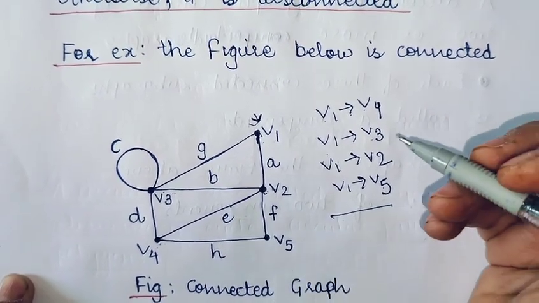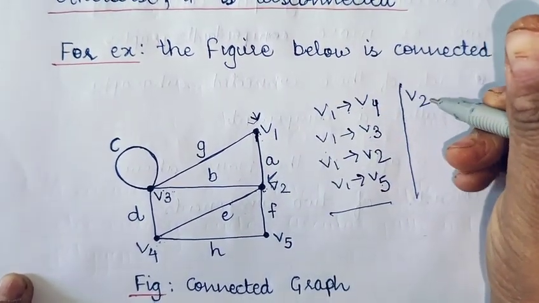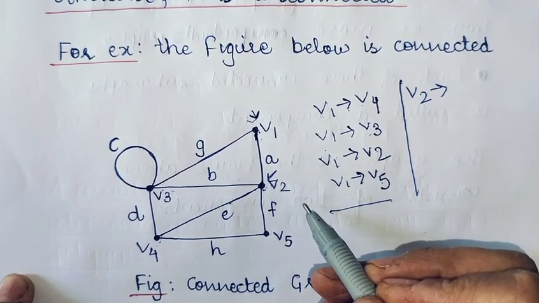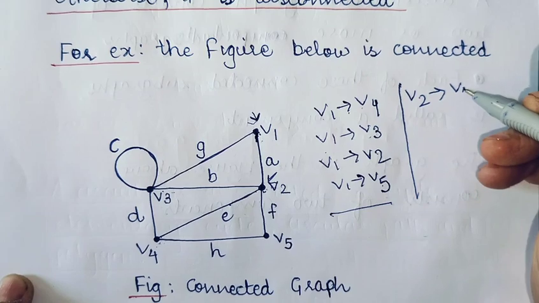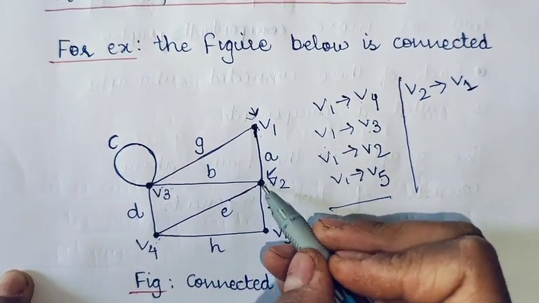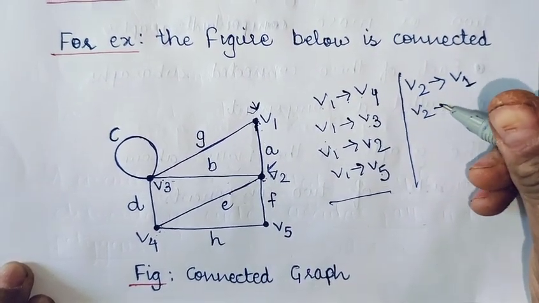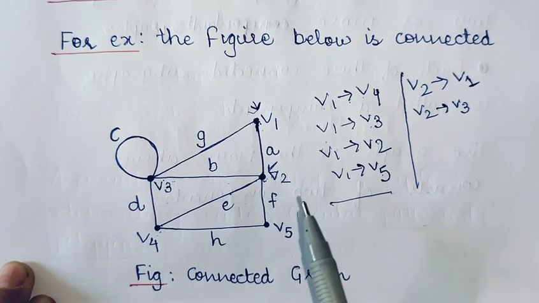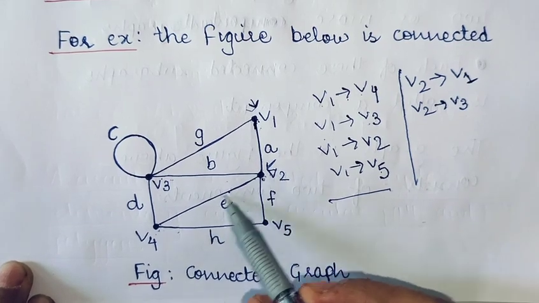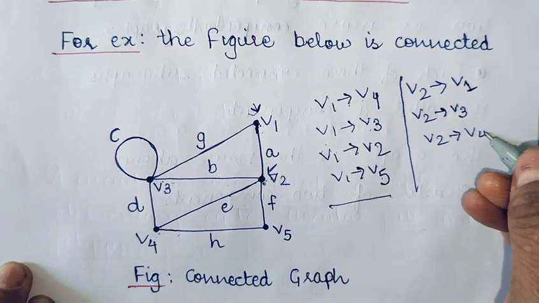Now let's check for vertex V2. That means V2 becomes the pivot vertex now. So obviously there exists a path from V1 to V2, so vice versa, because this is not a directed graph. So that means there exists a path from V2 to V1 also. This is checked. Then let's see if there is a path from V2 to V3. Yes, there is a path from V2 to V3. Then let's see if there is a path between V2 and V4. Yes, you can clearly see there is a path between V2 and V4 also.